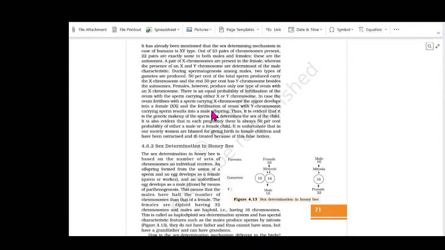Thus, it is evident that it is the genetic makeup of the sperm that determines the sex of the child. It is also evident that in each pregnancy there is always a 50% probability of either a male or a female child. It is unfortunate that in our society, women are blamed for giving birth to female children and have been ostracized and ill treated because of this false notion.